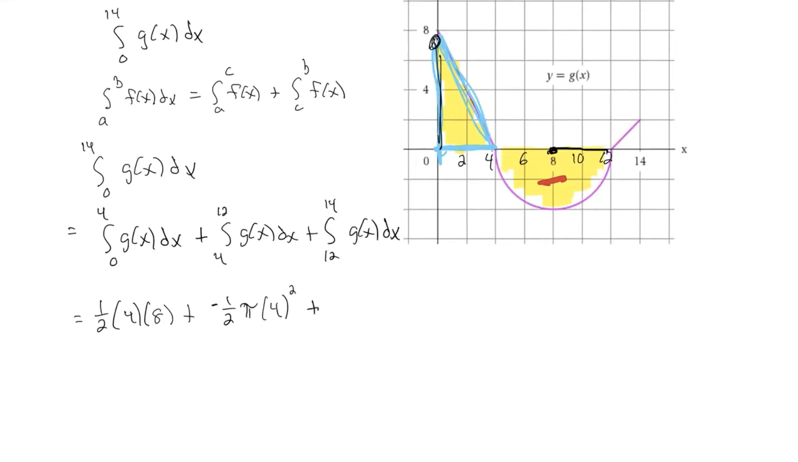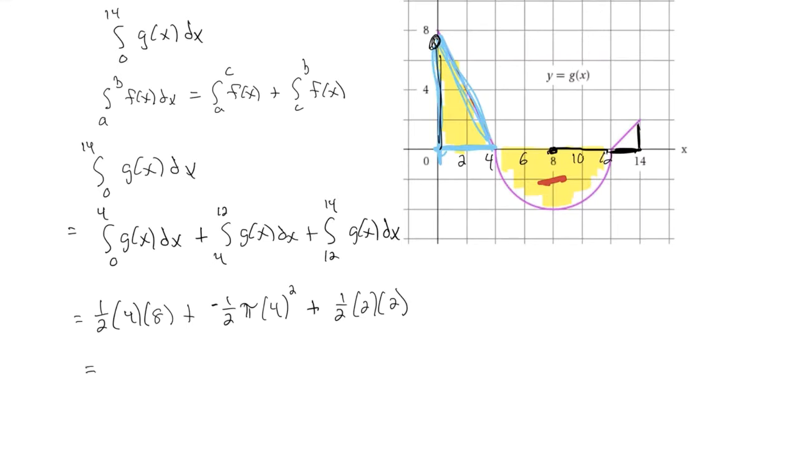And then that last piece, again, I have a triangle, so I do 1/2 base times height. The base goes from 12 to 14, so the base is 2, and the height is 2 as well. And just to point out, the first triangle I left as positive 1/2 base times height because it's above the x-axis, as well as that last triangle, which I left as positive because it's above the x-axis.